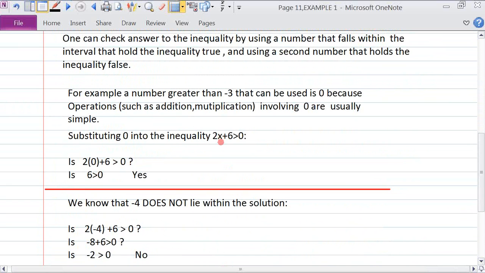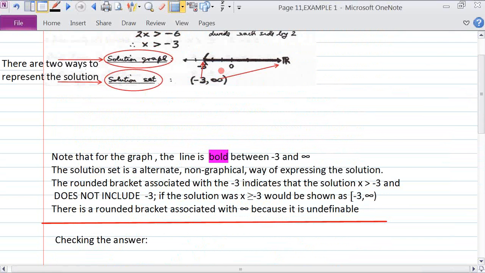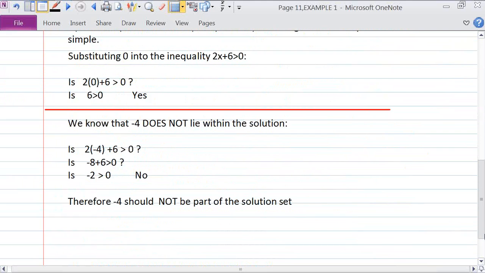So we want to see if we replace the x with the 0 in the inequality, does that make the inequality true? So we're asking, is 2 times 0 plus 6 greater than 0? In other words, is 6 greater than 0, because 2 times 0 is 0. 6 is greater than 0. The answer is yes. So we know that we've randomly chosen 0 as a number that applies within the solution set, and when we put it into the inequality, it works.